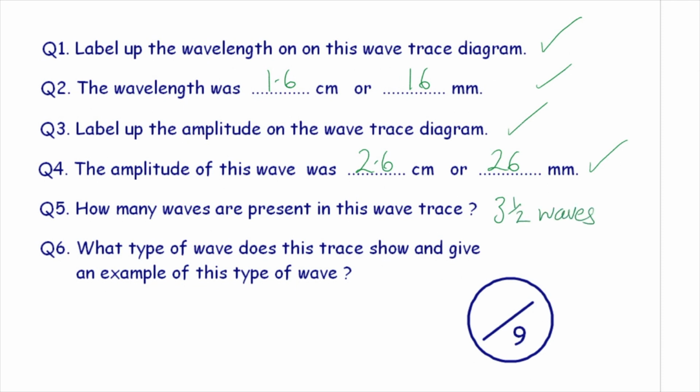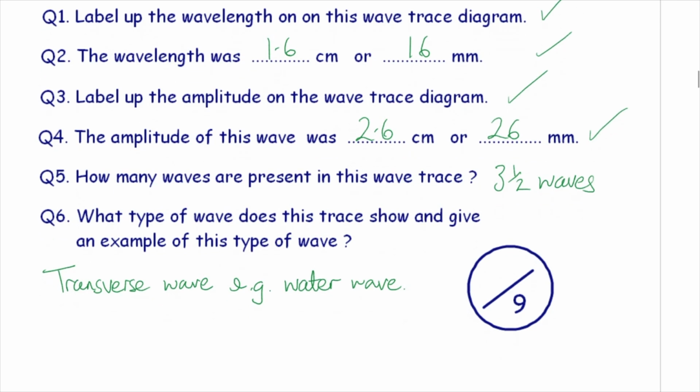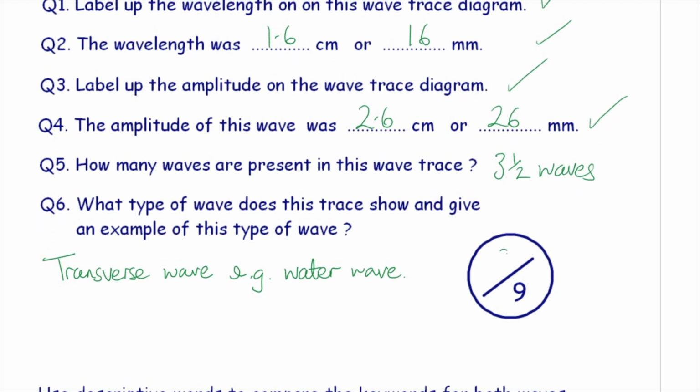What type of wave does this trace show? And give an example. So it's a transverse wave. An example would be a water wave. You could also write down a light wave or slinky spring or string even. Give yourself then a mark out of 9.